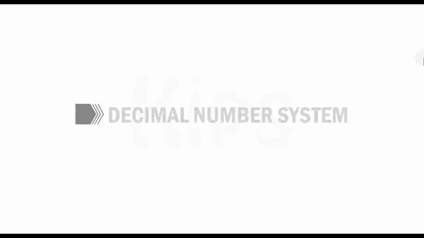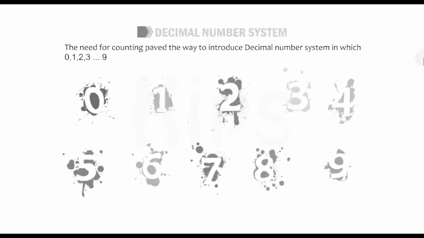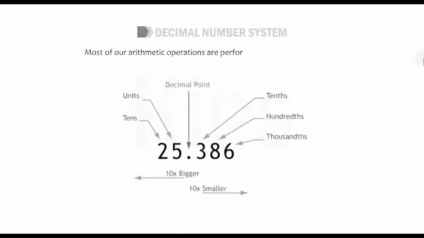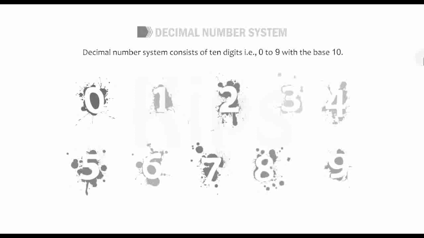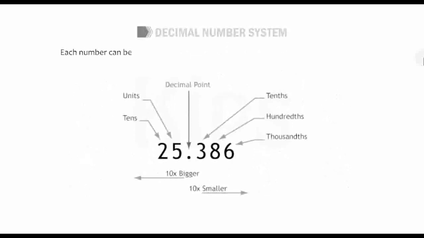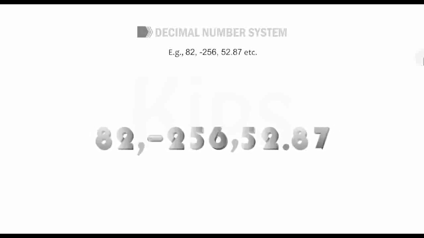Okay, first let us start with the decimal number system. The need for counting paved the way to introduce decimal number system in which 0, 1, 2, 3 till 9 are used to form any number. Most of our arithmetic operations are performed with decimal numbers. Decimal number system consists of 10 digits, that is 0 to 9 with the base 10. Each number can be used individually or they can be grouped to form a numeric value. Example 82, minus 256, 52.87, etc.